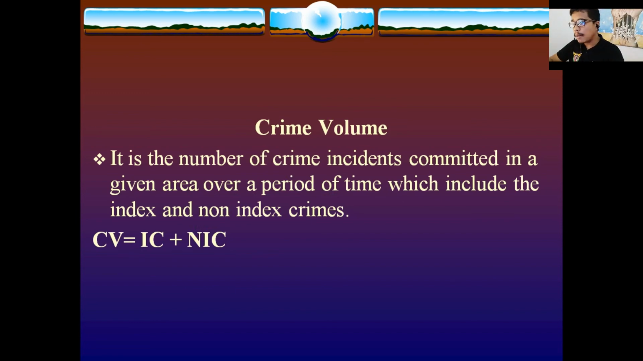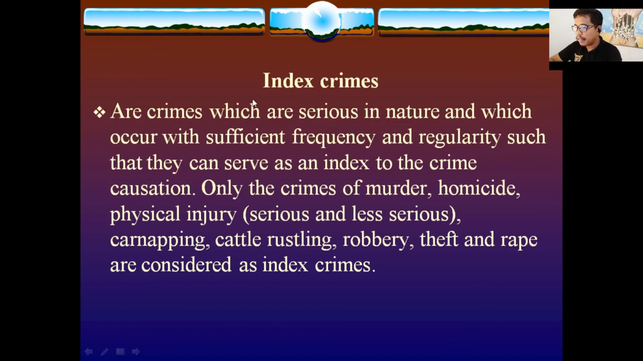So index crimes plus non-index crimes will result in what we call crime volume. So if, let us say, there are 10 index crimes in a particular month and 5 non-index crimes, so 10 plus 5, your crime volume is 15.